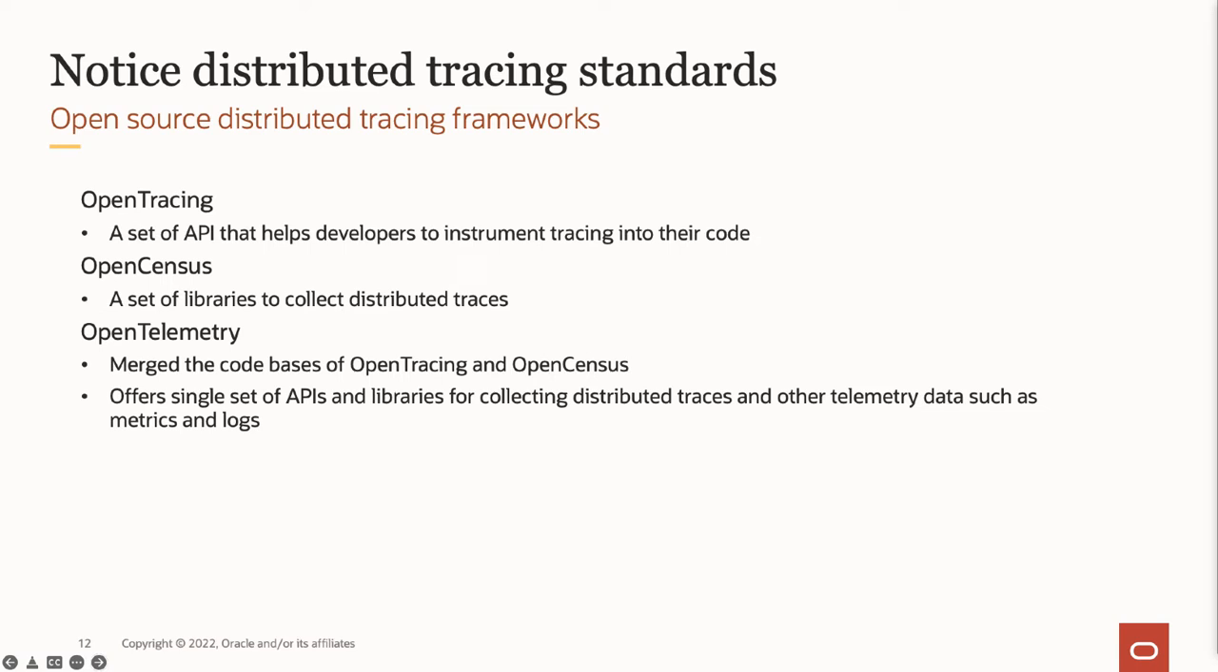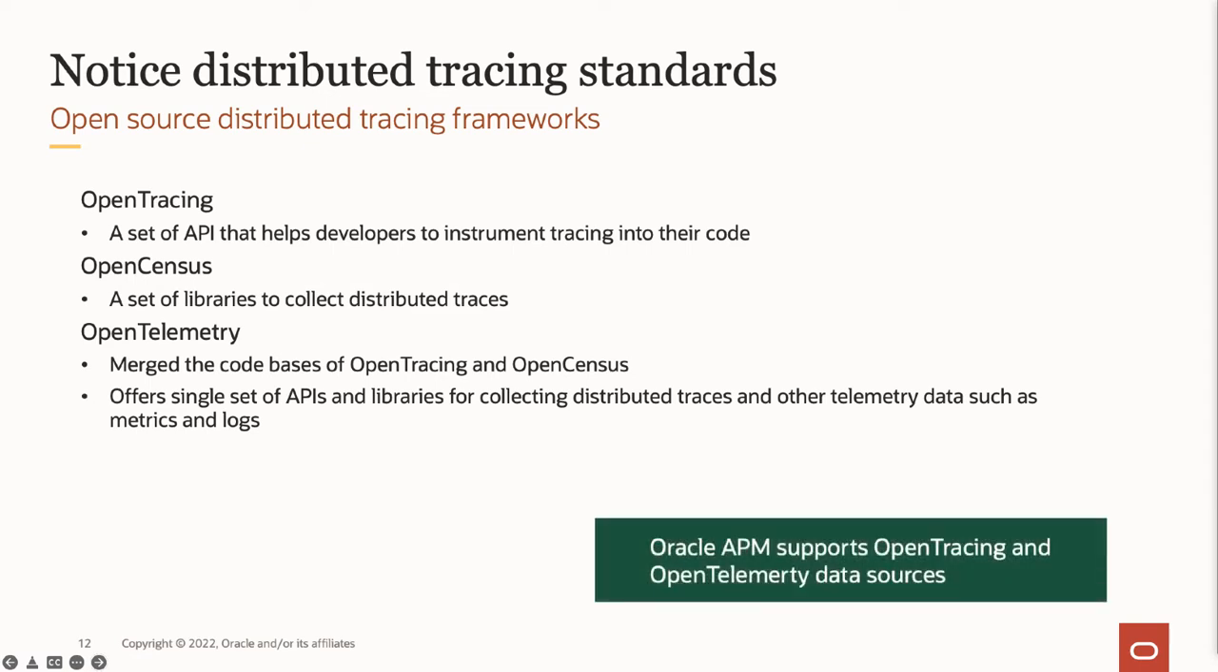Then what are the standards that distributed tracing has? There is OpenTracing, which is a vendor-neutral standard. Basically, it's a set of APIs provided for DevOps engineers to instrument distributed tracing. There is also OpenCensus, which is a set of libraries. And OpenTelemetry is a new standard that is OpenTracing and OpenCensus combined. It has a single set of APIs and libraries for collecting distributed traces. And Oracle's APM solution supports OpenTracing and OpenTelemetry. In the next chapter, we'll jump into the distributed tracing solution in Oracle APM.